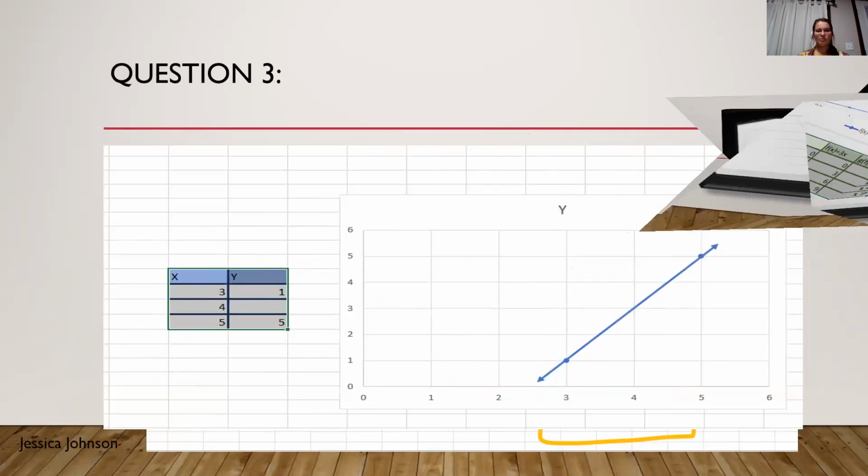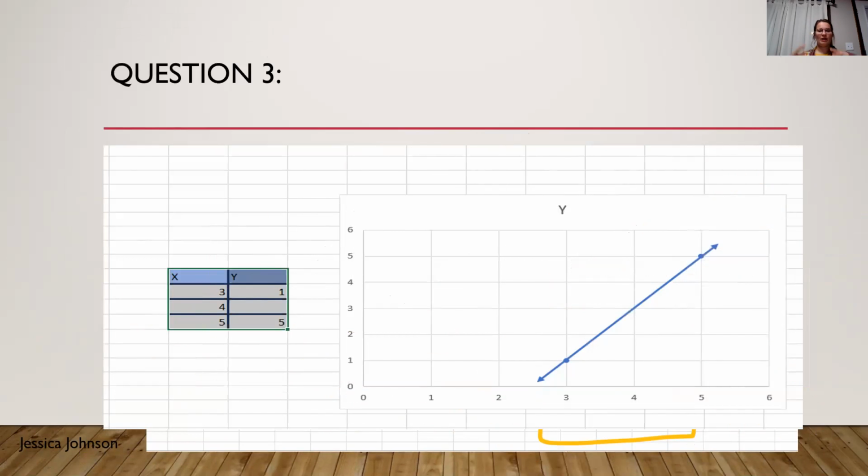Question 3, we're given 2 points, and we're going to plot these on a graph and then describe the line, whether it's vertical, horizontal, sloping upward and to the right, and then we're going to give the slope. So we have the values for x is 3 and y is 1, and x is 5 and y is 5. And these are plotted on the graph over here, and we can see that our line is going up and to the right.